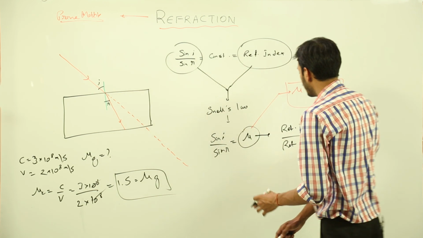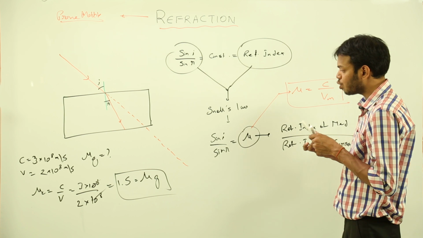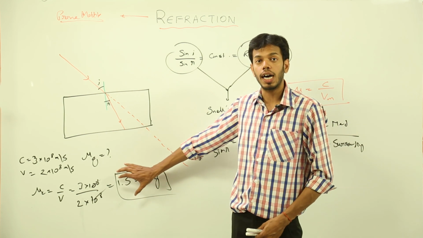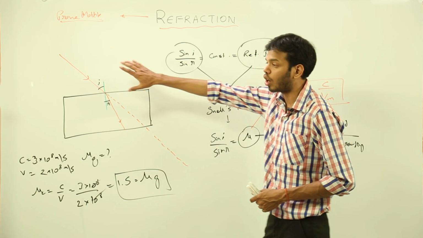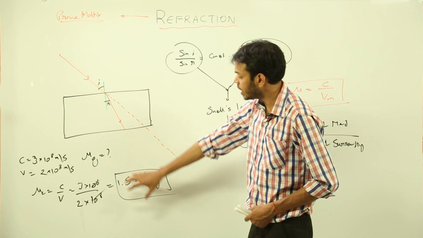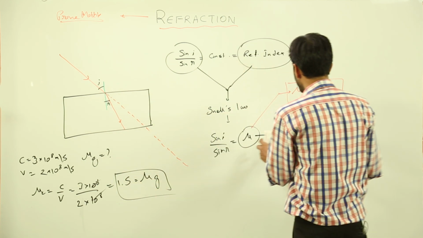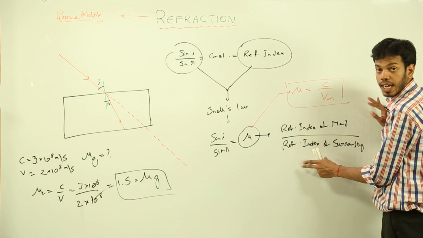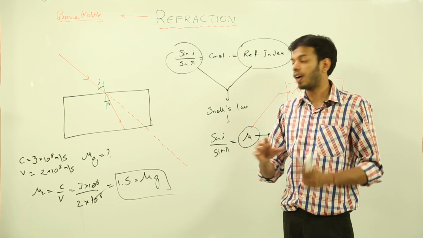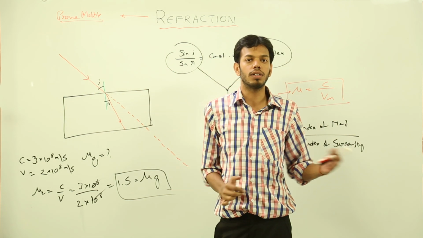Now as I was telling you that refractive index is a relative quantity, that means this value 1.5 is basically the refractive index of glass upon the refractive index of the medium where the light was traveling from. So this is refractive index of glass upon refractive index of air. This is what the refractive index depends on. That is why its value is going to change if I put this glass slab in a water medium.